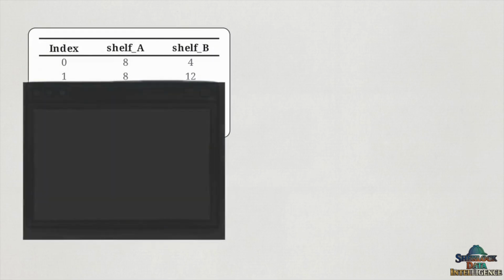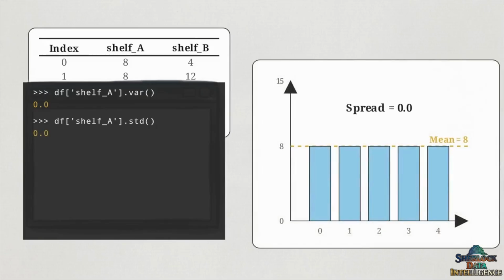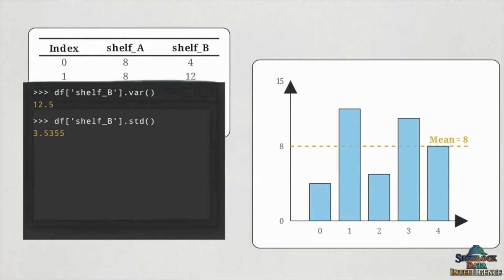Here in our code, if we write df.shelfa.var and .std for our perfectly uniform shelf, the output is exactly 0. There is 0 spread because every single book sits exactly on the average. But when we run those exact same functions on the jagged Shelf B, the output is a large number. The math immediately exposes the wild fluctuation hiding behind that neat 8-inch average.